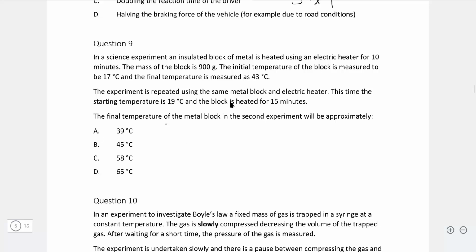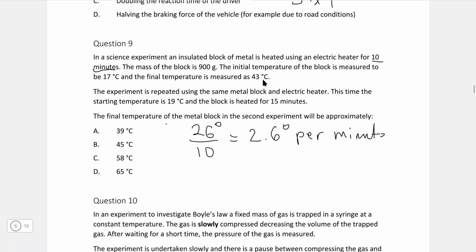Okay, well, they've given us quite a lot of information, but because everything is the same, the mass is the same, the block, i.e. the specific heat capacity of the block is the same, the only things that matter is the temperature. So here we're going from 17 to 43 in 10 minutes. So this means that we're gaining 43 minus 17 is 26. So that's 26 degrees in 10 minutes. So 26 divided by 10 means that we're gaining 2.6 degrees per minute.